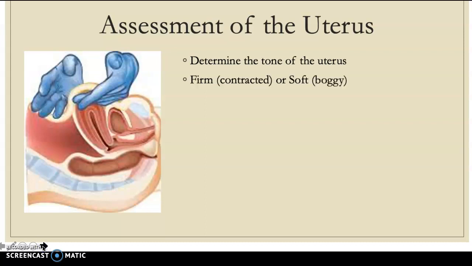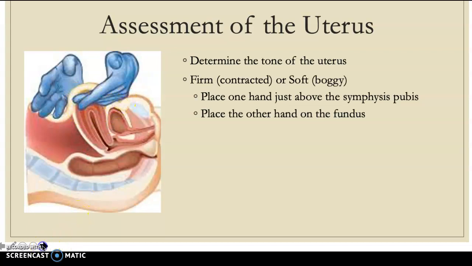When it's firm, we call it contracted, and when it's soft, we call it boggy. So when we do find a boggy uterus, we're going to massage. We're going to do a vigorous massage called cradling the uterus to get that uterus contracted. So we're going to place one hand above the pubic symphysis and the other hand on the fundus to get the uterus between the two hands, and we're going to start massaging.